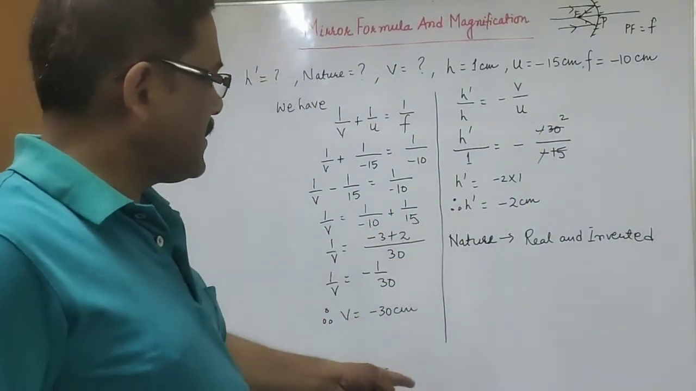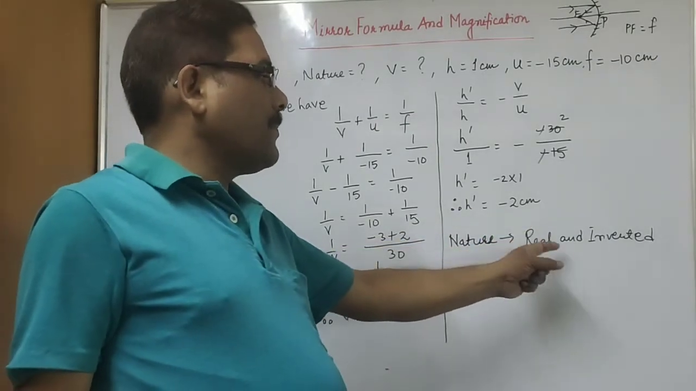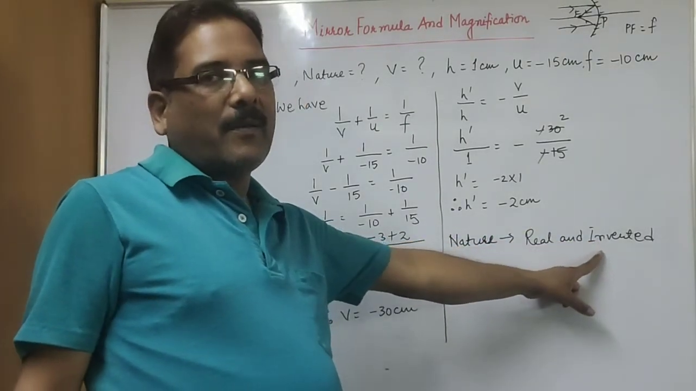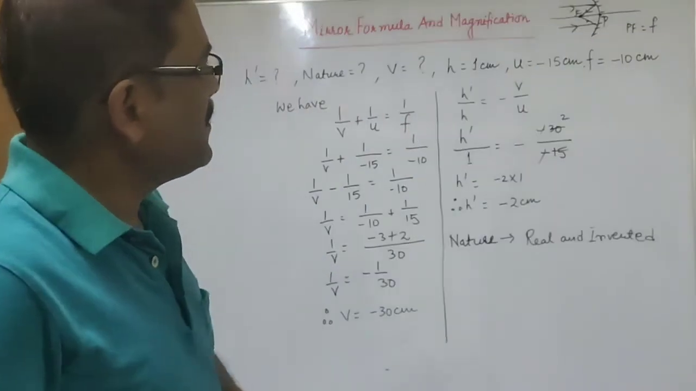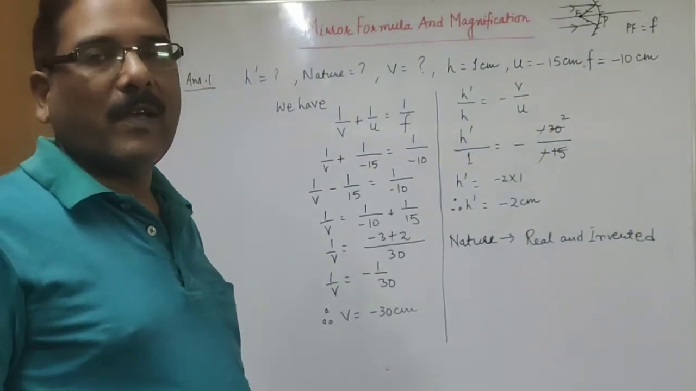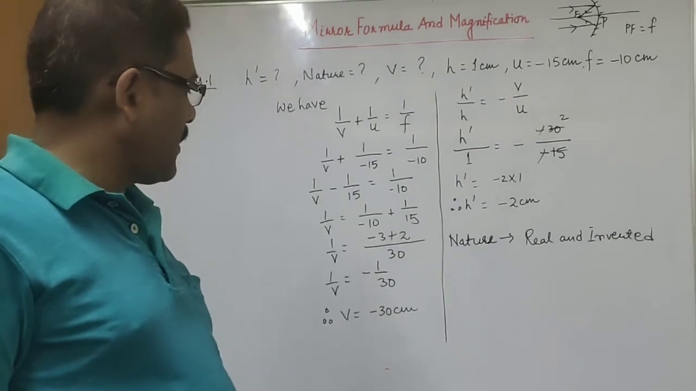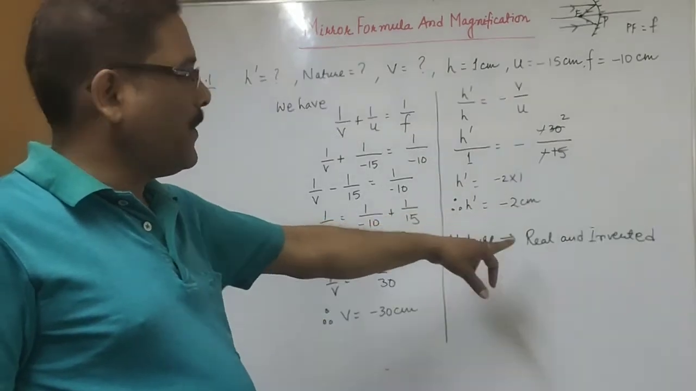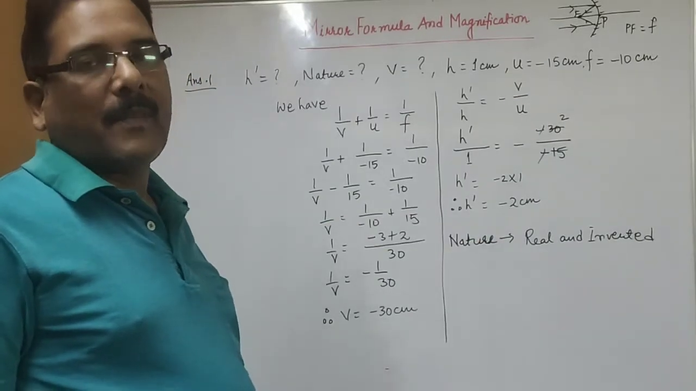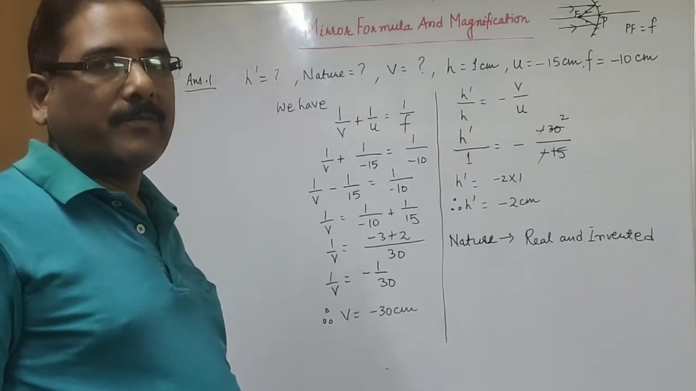Minus 2 indicates that it is below the principal axis. It means inverted image, and inverted images are always real. So in this way, we can write the nature of the image. So you have to calculate these three things: position of image, size of image, and nature. It is real and inverted.